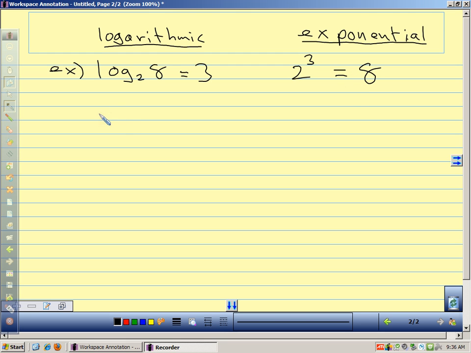The log to the base 2 of 0.25, and I'm going to rewrite that as log to base 2 of 1/4. And this is minus 2. This is telling us that the power of 2 that gives us 0.25 is negative 2, or the power of 2 that gives us 1/4 is negative 2. So in exponential form, this would be 2 to the negative 2 equals 1/4.